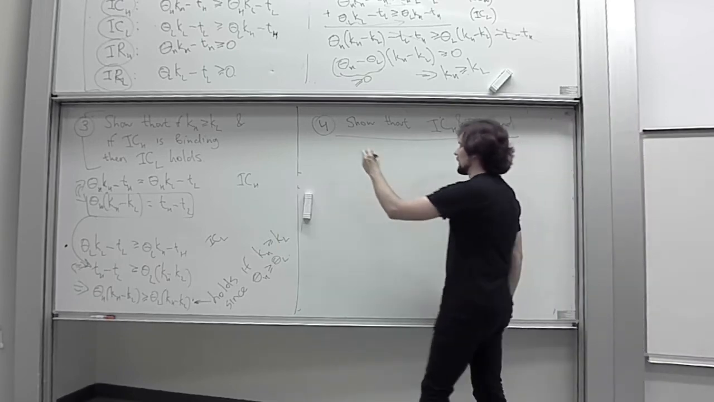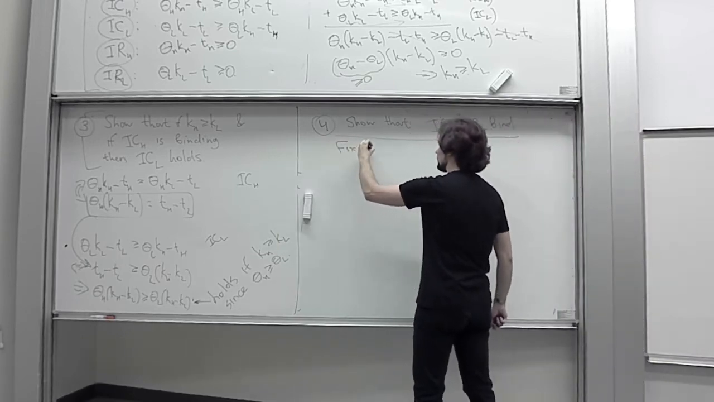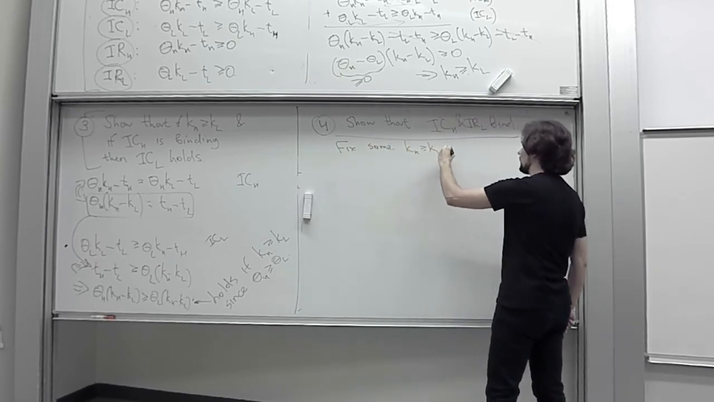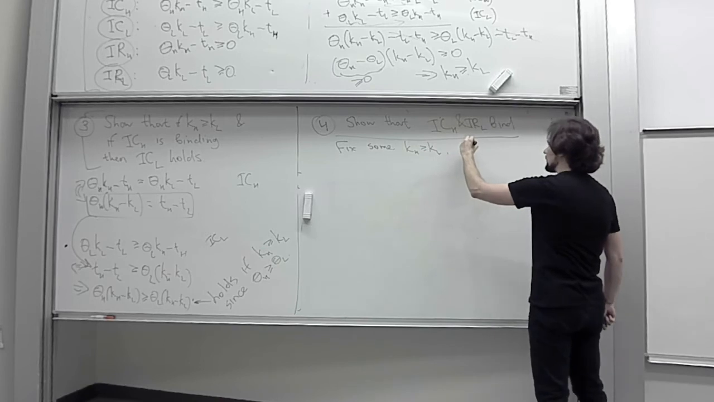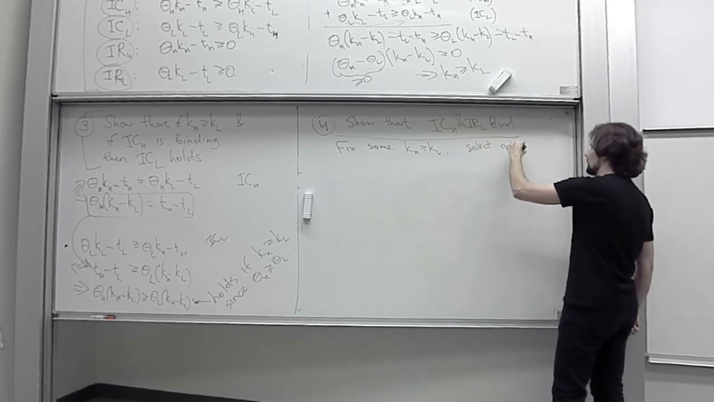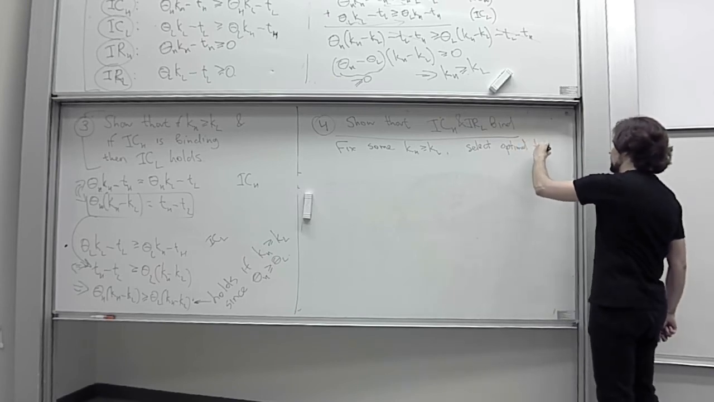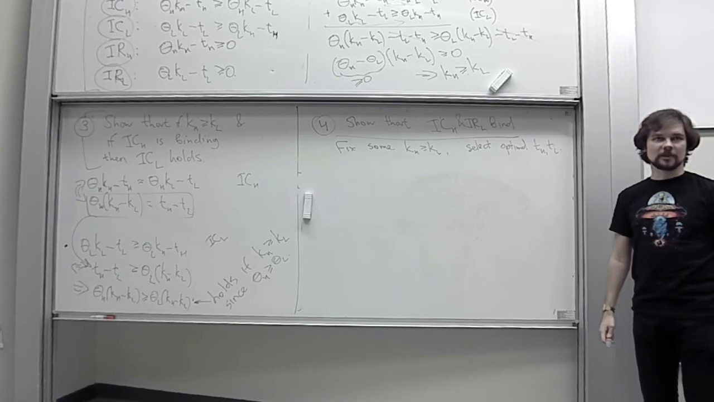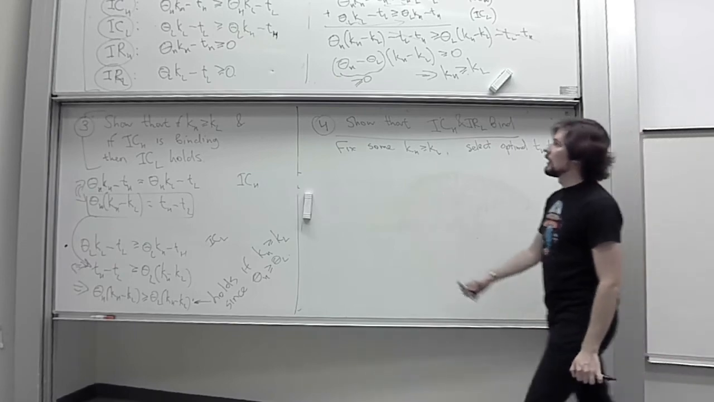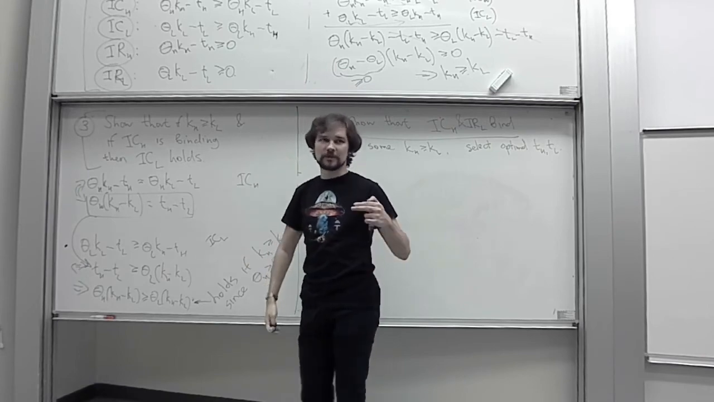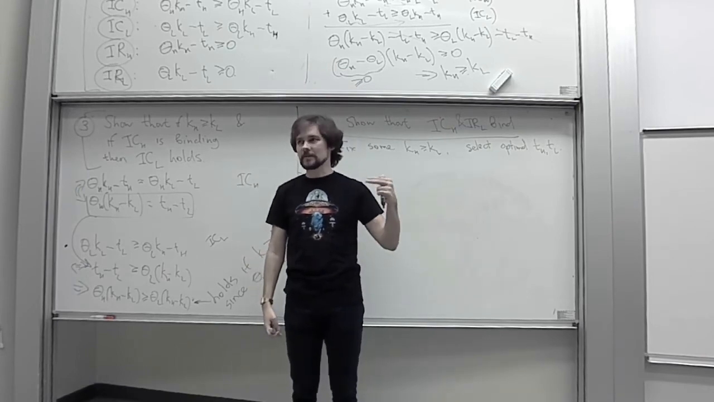So fix some KH greater than KL, and select optimal TH and TL. Obviously, what are the optimal transfers? Our profits depend positively on transfers, so we want to set T's as high as possible.